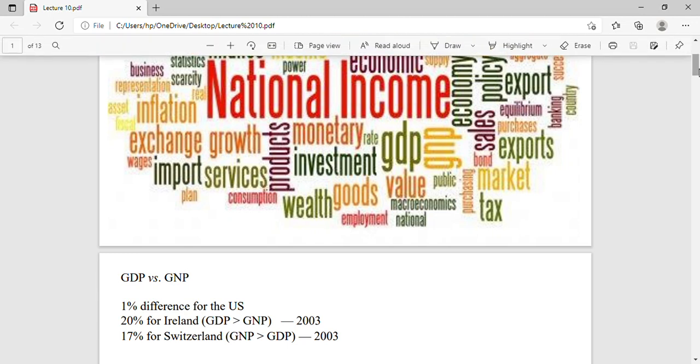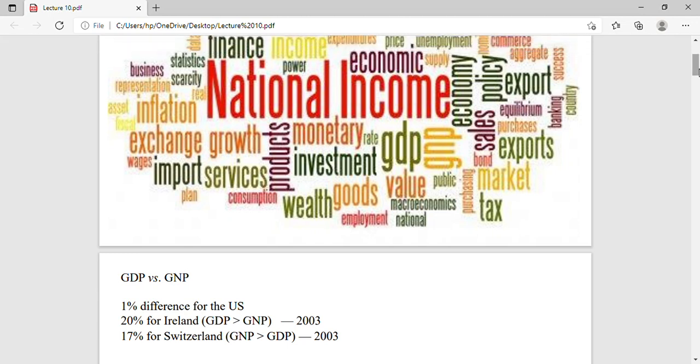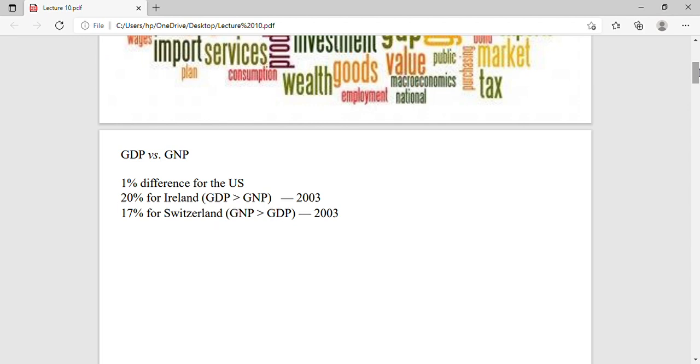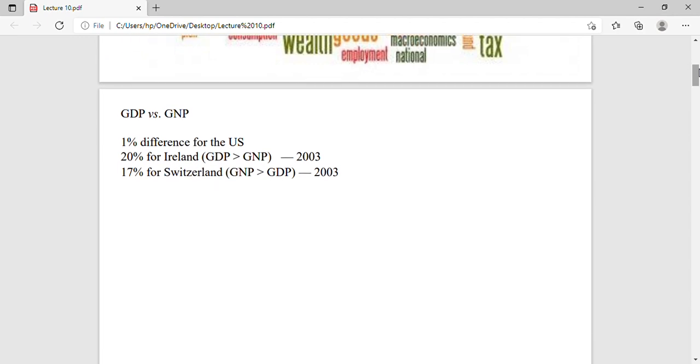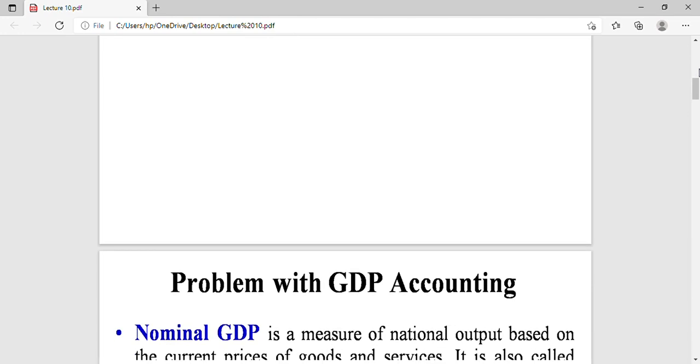Now let us talk about the next lecture summary. So that is GDP versus GNP. So you can see that there is 1% of difference in the GDP and GNP for USA and 20% for Ireland. GDP is greater than GNP in 2003. For Switzerland it is 17%.